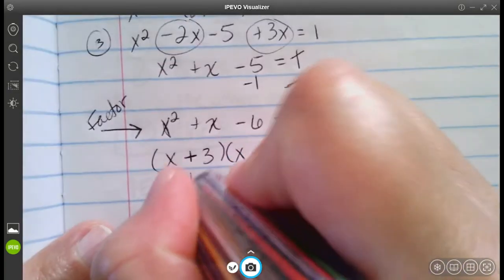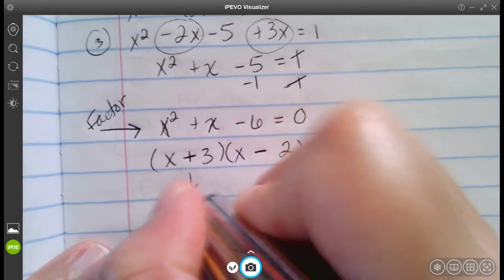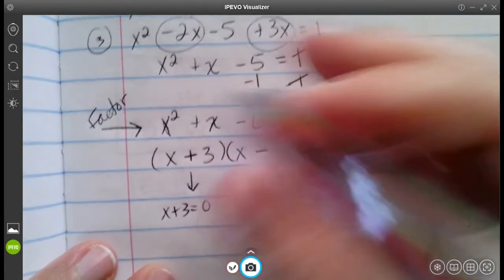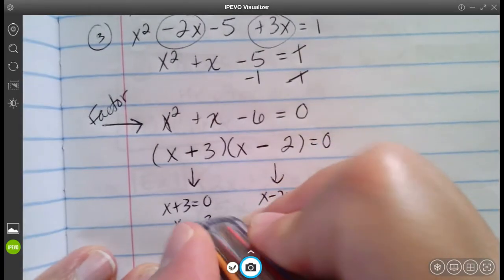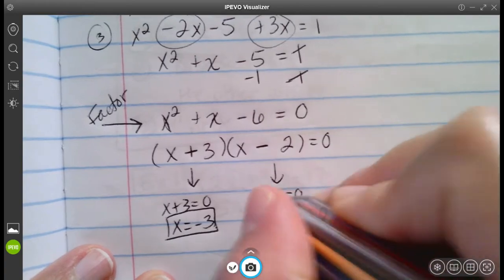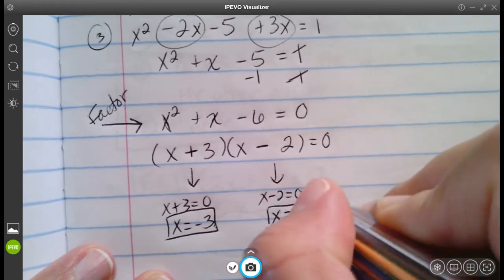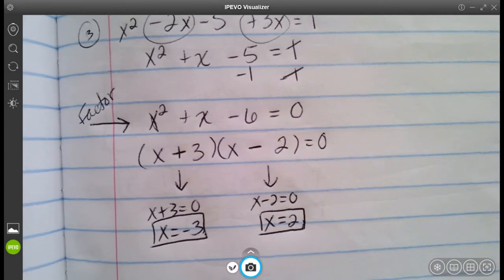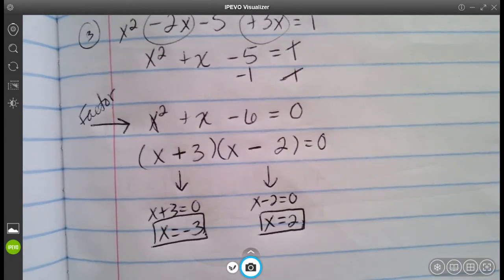Okay, and then of course we just set each of them equal to 0, which will give us x equals negative 3 and x equals positive 2. Now you might ask, well, what happened here? We have two solutions now. We have two x's, so which one do I plug in? The answer is we're going to actually do both of them.